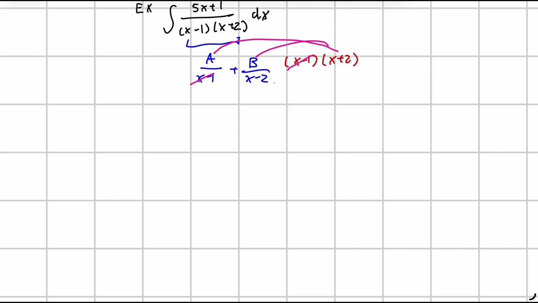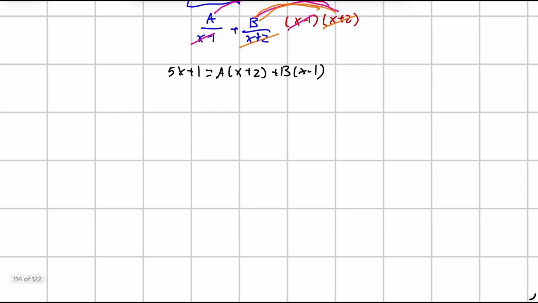And then for our second one, we have an x plus 2, so the x plus 2 is going to cancel out here, because 1 over 1 is just going to be equal to 1. But then we're still going to have an x minus 1 that is going to multiply here. So then on the other side, we still have our 5x plus 1, right? So we have our equation: 5x plus 1 is equal to A times x plus 2 plus B times x minus 1.